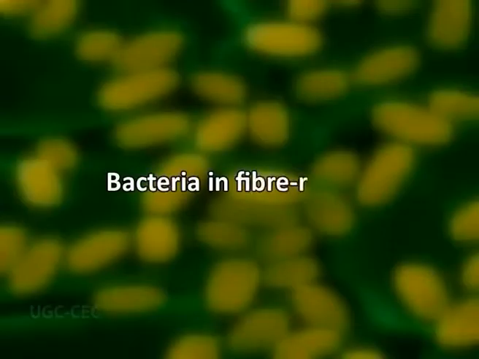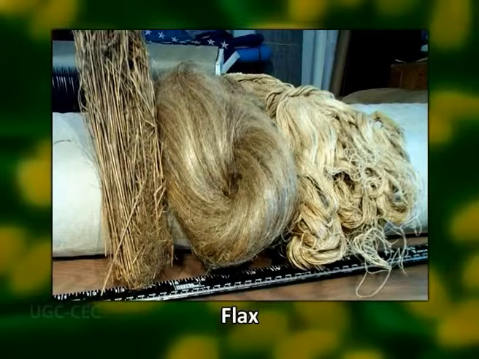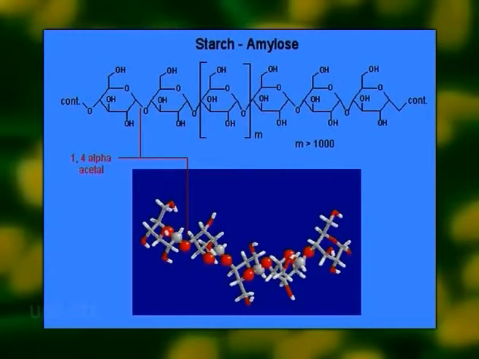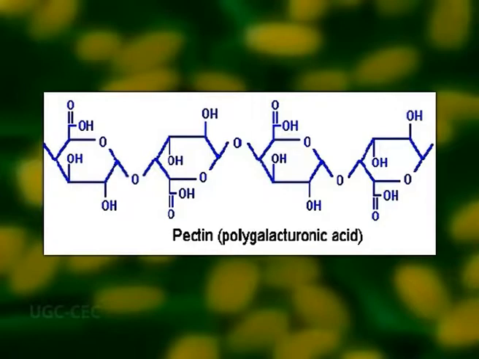Bacteria also have a role in fiber retting. Bacteria are used in the jute industry for fiber retting. The boiled plants of jute and flax are treated with bacteria which degrade the starch and pectic substances, leaving the fibers which are then used for the formation of ropes and other products.